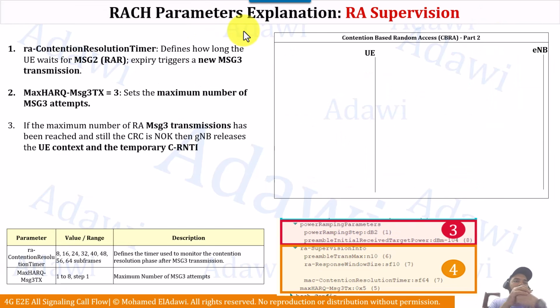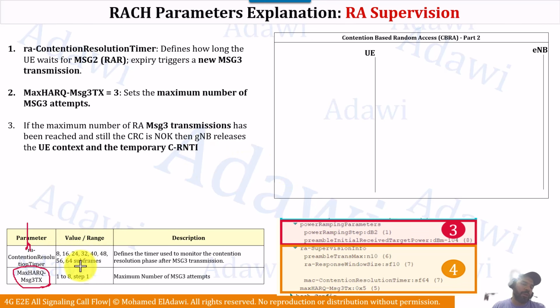In this slide, we are going to continue with the random access supervision related parameters, which are being broadcasted in system information block type 2. And here we're discussing the last two parameters, which, if you look down here, are called RA contention resolution timer and maximum HARQ message 3 transmission. So what do these two parameters mean? First of all, the current value is being defined here.